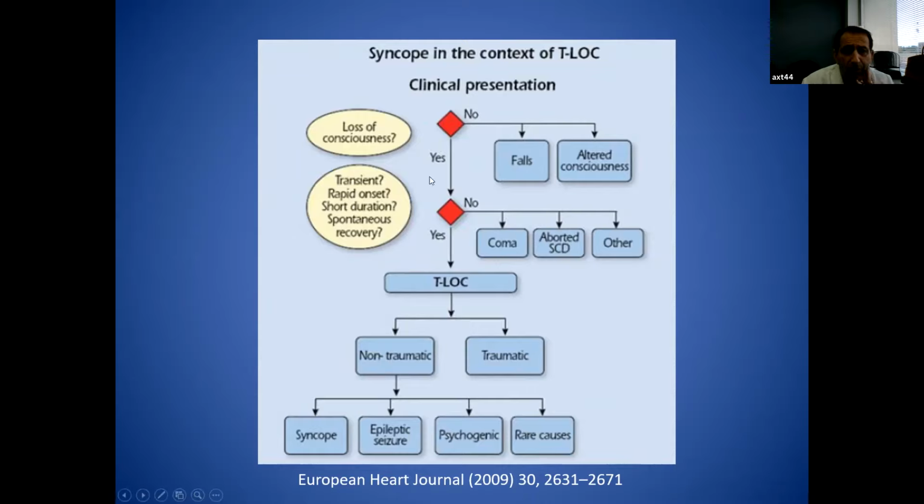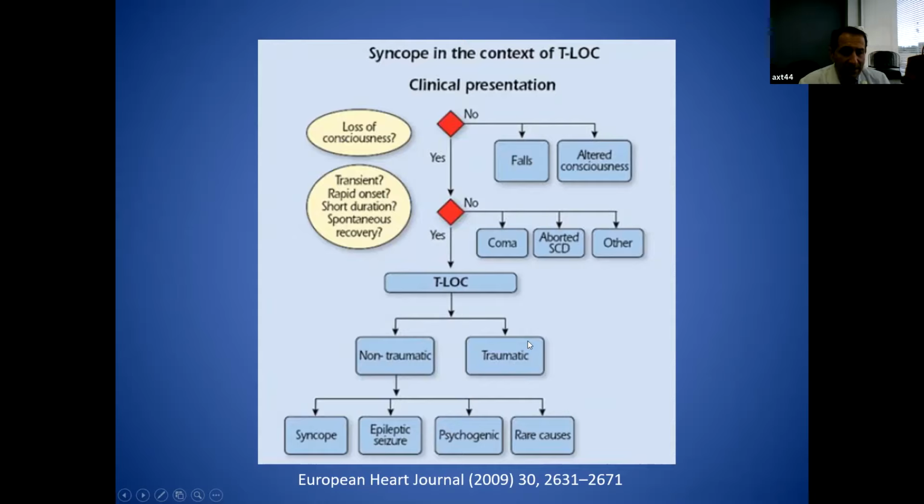So if there is loss of consciousness, then you go down this algorithm. Was it transient? Was there rapid onset, short duration? Was there a spontaneous recovery? If the answer is no, so somebody has prolonged unconsciousness or had to be resuscitated, then we're talking about either a coma or aborted sudden cardiac death. If the answer is yes to all of these questions, then we're truly talking about transient loss of consciousness. And then the question is, was it traumatic or atraumatic?